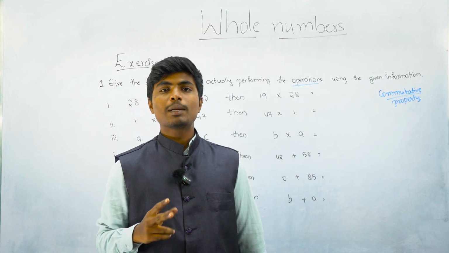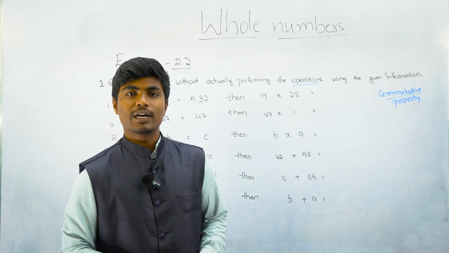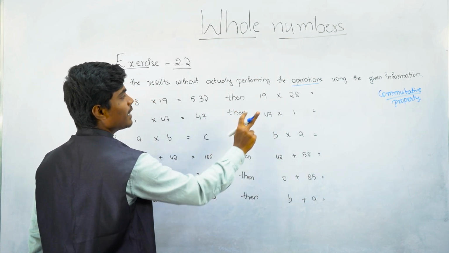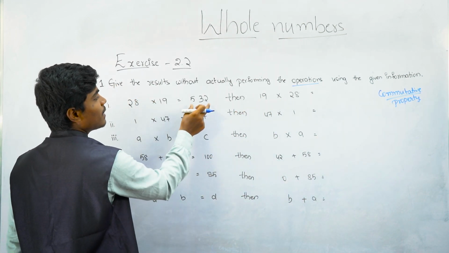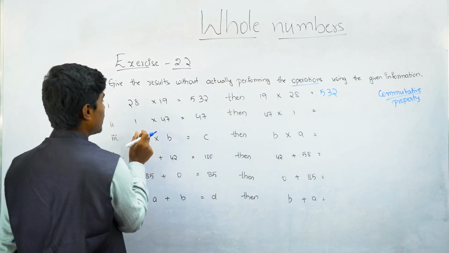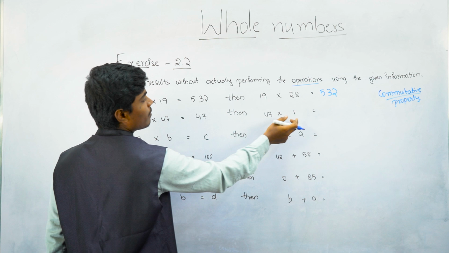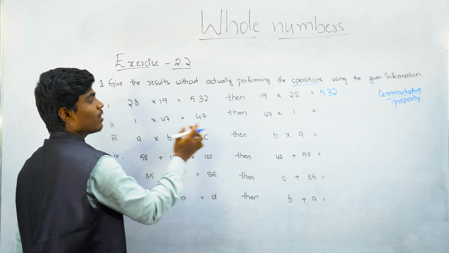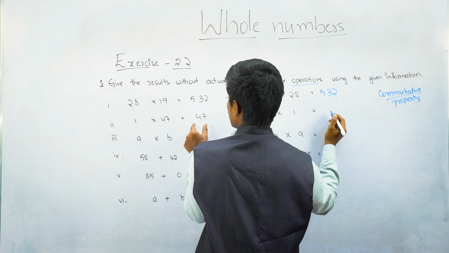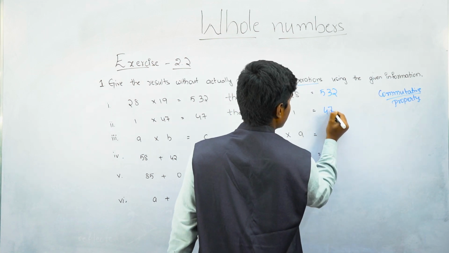If you add or multiply two numbers, irrespective of the order, the answer is the same. Here he multiplied the same two numbers, but the order is changed, so the answer is 532. Here he multiplied 1 with 47, here 47 with 1. There is a change in the order, but the two numbers are the same. So the answer is the same as here, 47.